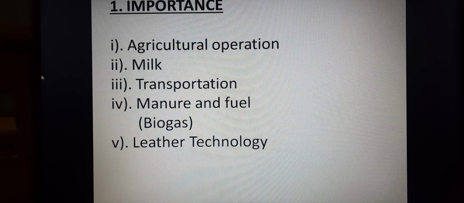Agricultural operations: bulls mainly draw the carts and the plow, and help us in agriculture. Milk production. Transportation: bullock carts are used. Manure and fuel: we get biogas as fuel. Leather technology: from dead animals, we can use leather for making bags and other utilities.